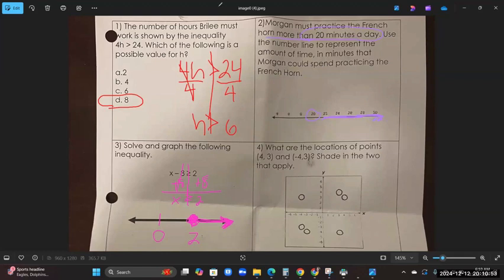And number 4. What are the locations of points (4, 3)? So x is positive 4, go up 3. And negative 4, 3, right there. Shade them in.